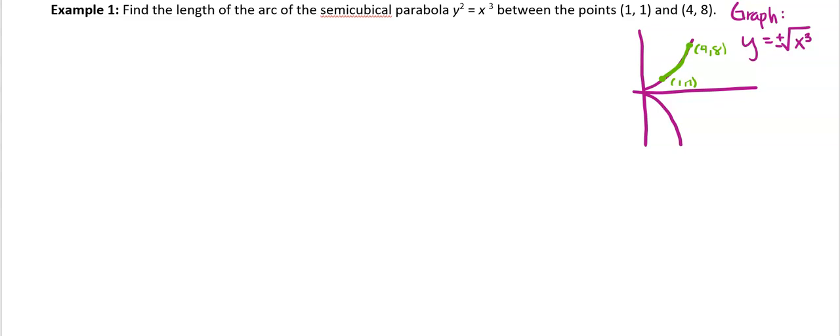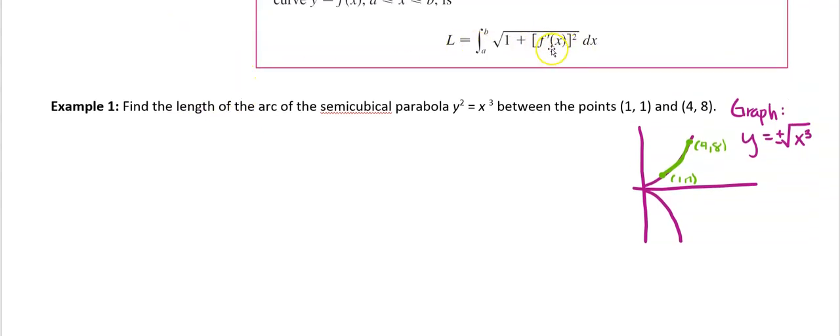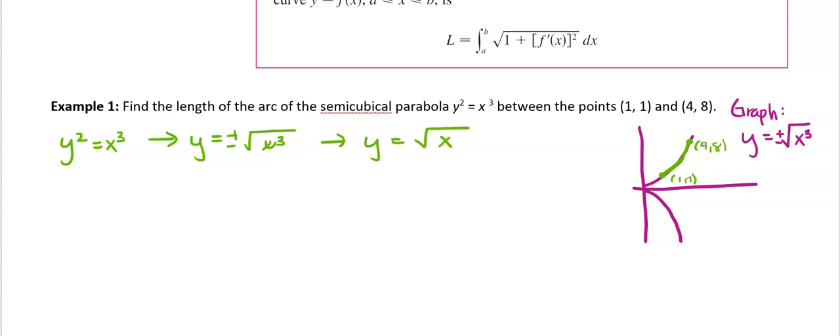So first of all, we need to remember our formula here. I'm going to need to work with the derivative of this function, so let's figure out what that derivative is. To start, y squared is equal to x cubed. Since I'm working in that top quadrant, I'm only really going to need to worry about the positive version of this. So y equals the square root of x cubed. That can be rewritten, just to make the derivative a little easier, as x to the 3/2.